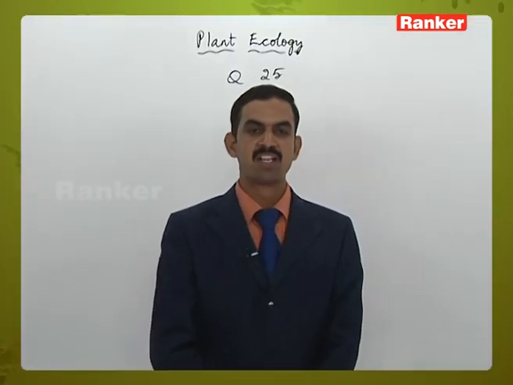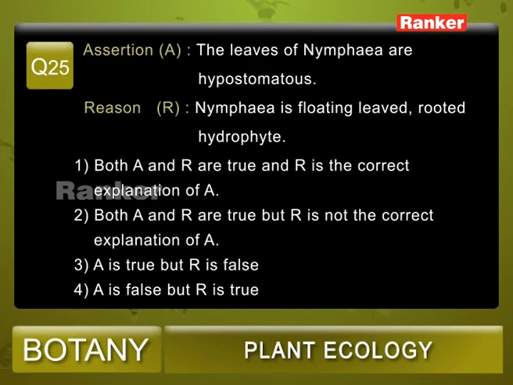Question number 25. Assertion: the leaves of Nymphaea are hypostomatous. Reason: Nymphaea is a floating leaved rooted hydrophyte. Options: 1, both A and R are true and R is the correct explanation of A. 2, both A and R are true but R is not the correct explanation of A. 3, A is true but R is false. 4, A is false but R is true.